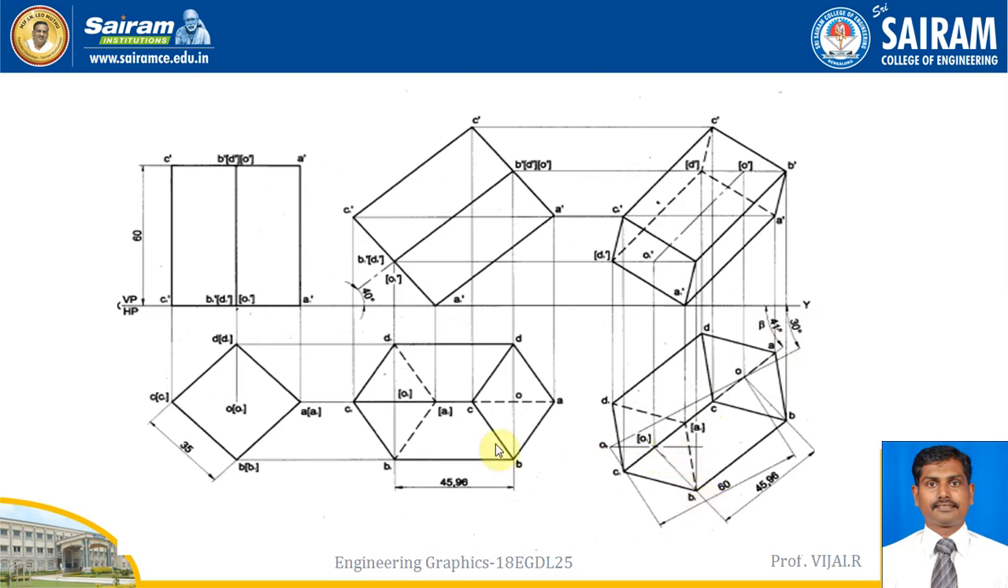So now again what we have to do is measure this distance and take this from here, mark. Where we have to mark? On the locus. Mark this. So this is the new view, that is O1 dash here.